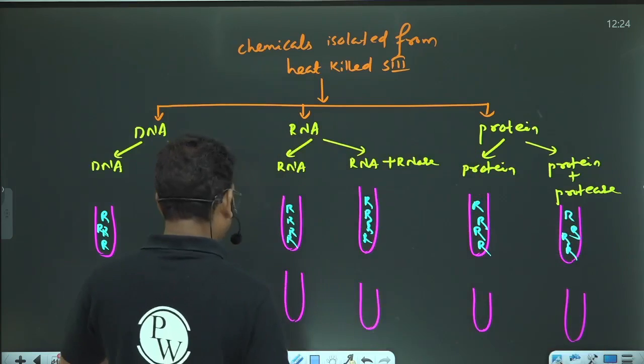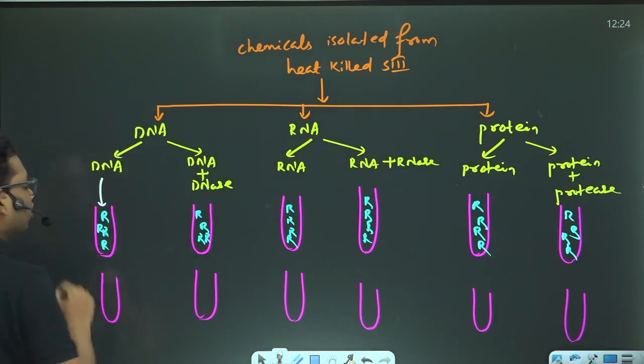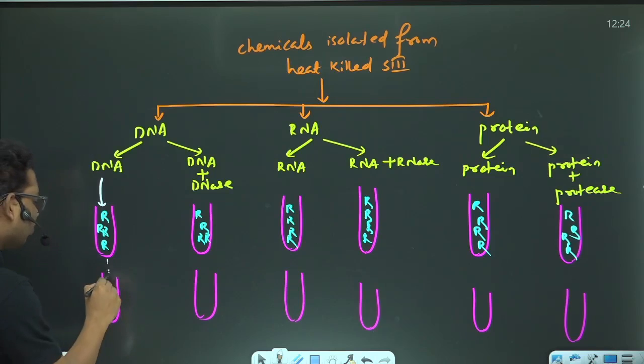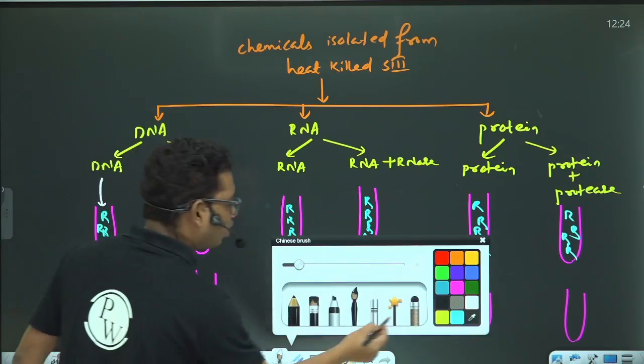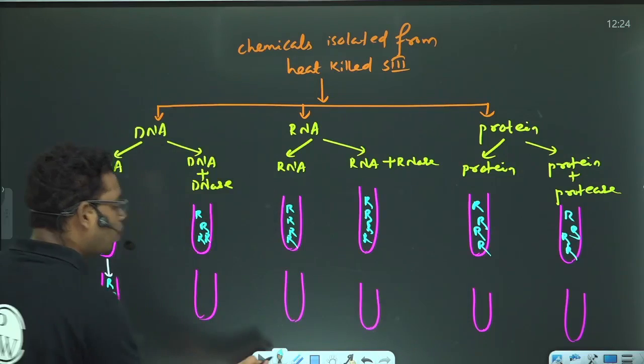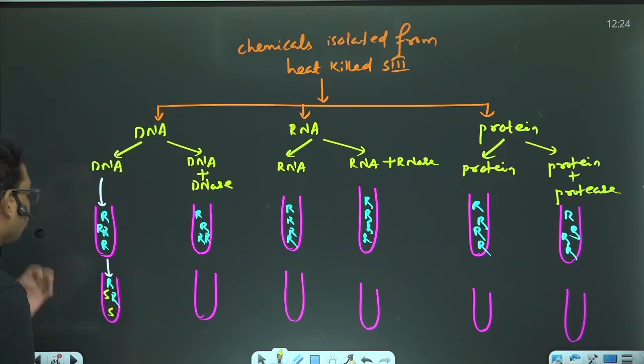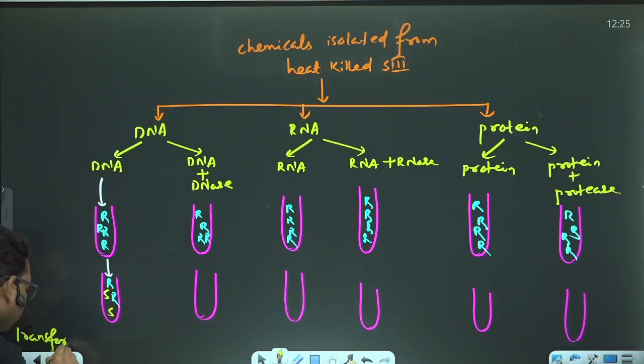Now, what did they do? They incorporated the DNA molecule into the culture medium, and they found that after some time, the R form bacteria are present, and apart from the R form, S form bacteria are also present. That means some of the R form bacteria got converted into S form. So the transformation has taken place here.